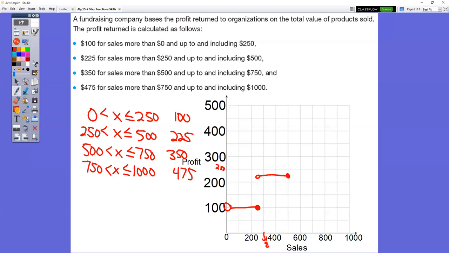On the next one, 500 to 750, we're at 350. So we're going to put an open dot right there at 500, and then all the way to 750. 750 is right about here. And then 750 to 1,000, it is 475. So your step function should have looked like this. Questions on this one?